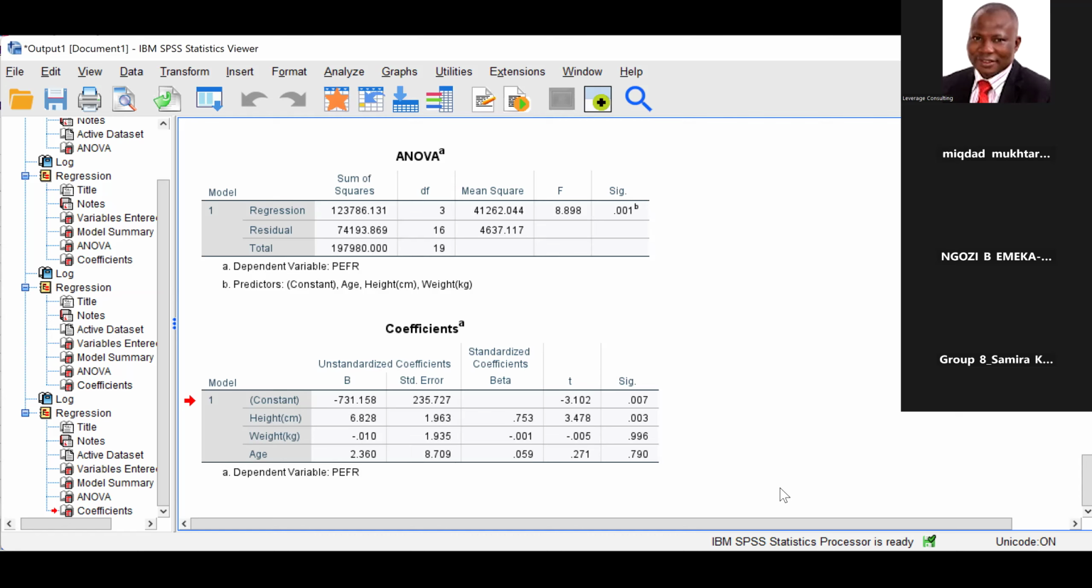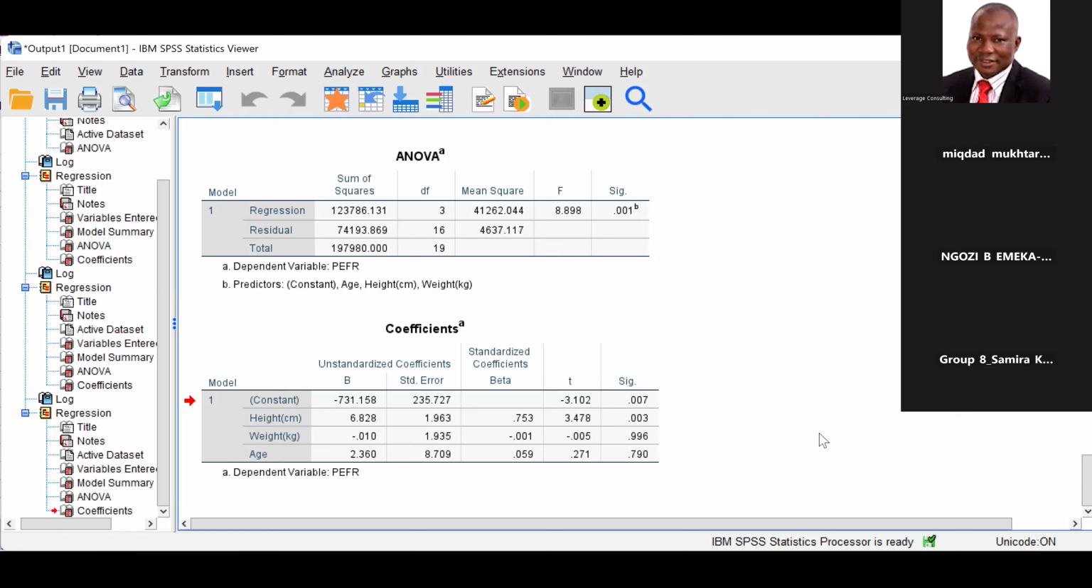Now, for interpretation of each of them: for a unit change in height, the peak expiratory flow rate will change by 6.828. For a unit change in weight, the peak expiratory flow rate will reduce, since it's given minus, will reduce by 0.01. For a unit change in age, the peak expiratory flow will change by 2.36. Can you see now?